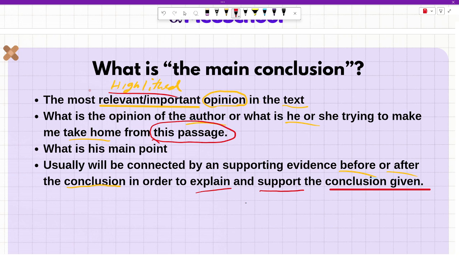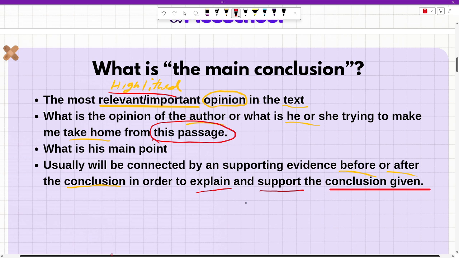So always remember that the conclusion will always be highlighted, or it will always be the main point of the whole article, in essence, where everything else will be kind of like the backstory, and then the conclusion will be what actually sticks out, right? The main point.